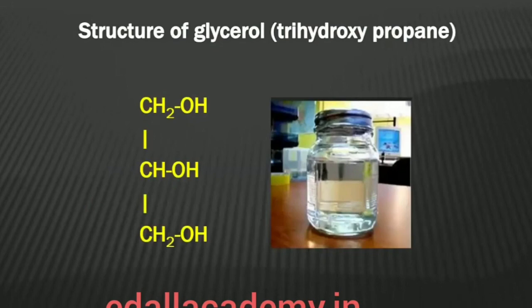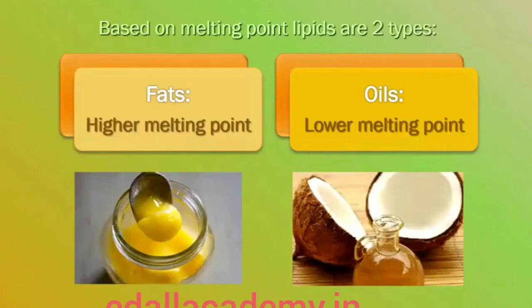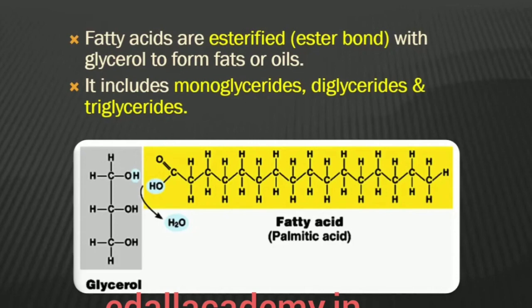Another simple lipid is glycerol, which is trihydroxypropane. Glycerol is a 3-carbon alcohol with 3 OH groups as binding sites. Many lipids have both glycerol and fatty acids. These are also called fats and oils based on melting point. Oils have lower melting point, example gingerly oil, and hence remain as oil in winters. Hence, the fatty acids are found esterified with glycerol. They can be then monoglycerides, diglycerides and triglycerides.